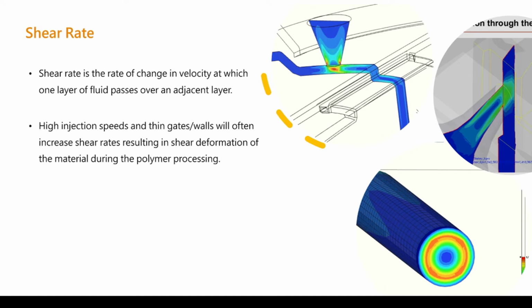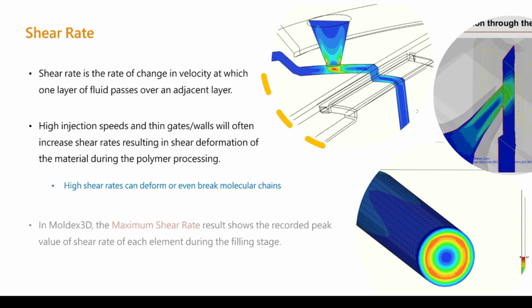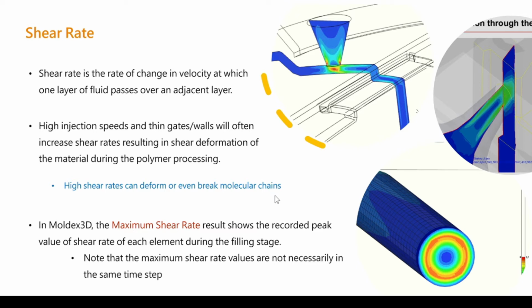High injection speeds through thin walls and gates will often increase the shear rates, and in some extreme situations that can actually break molecular chains, which is more commonly referred to as material degradation. In Moldex 3D, the maximum shear rate result will show the recorded peak value at each element, very similar to what we saw in the shear stress earlier.